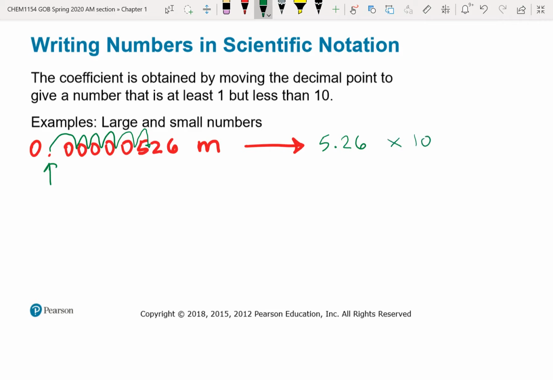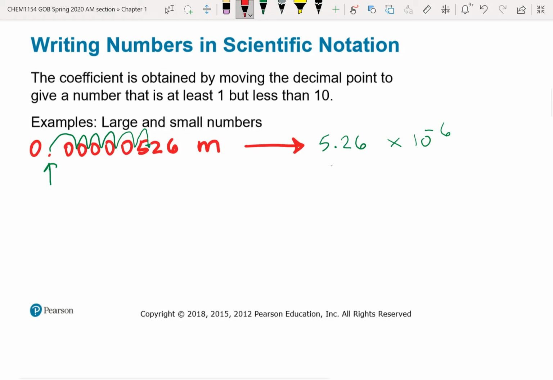And times 10, the other part of the number. And now the number of places I move my decimal point is what my power of 10 is going to be. So how many places did I move it? 6. And because I had to move it 6 places to the right, it's a negative 6. All right, and that's one quick way by which you can take a look at a number expressed in scientific notation and say really quickly whether it's a big or whether it's a small number.